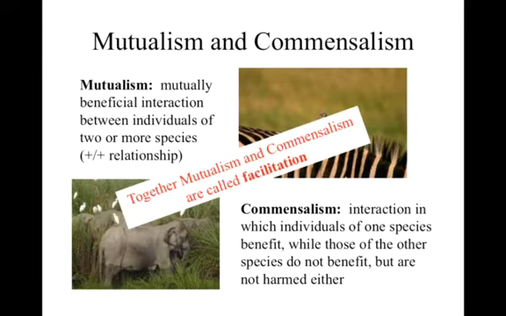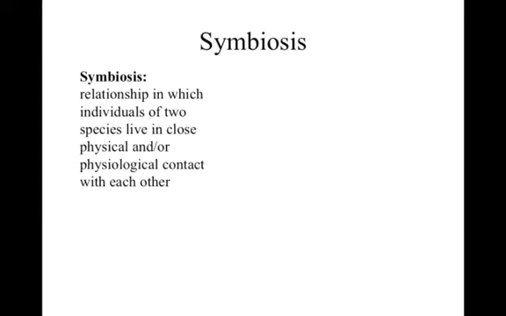So together, both mutualism and commensalism, when we want to talk about them using a unified term, we call that facilitation. So both mutualism and commensalism are facilitation. All right, so you might have heard of positive interactions between species as being called symbioses. And that's true, but symbioses are a little bit more broad than just positive relationships between two species. Symbiosis is any relationship in which individuals of two species live in close physical and or physiological contact with each other.